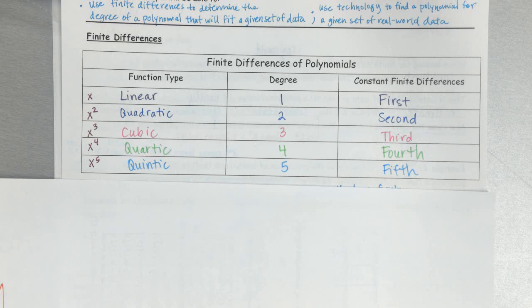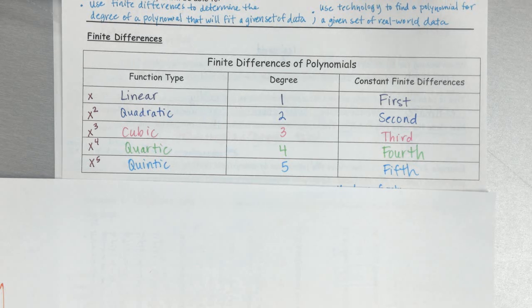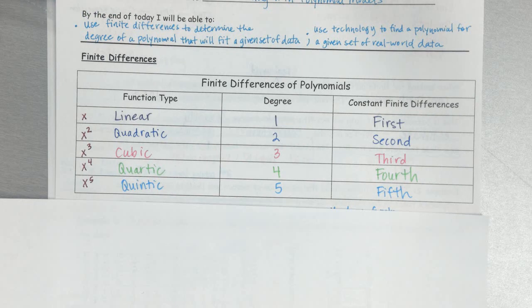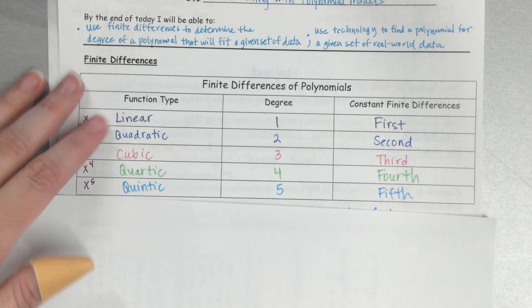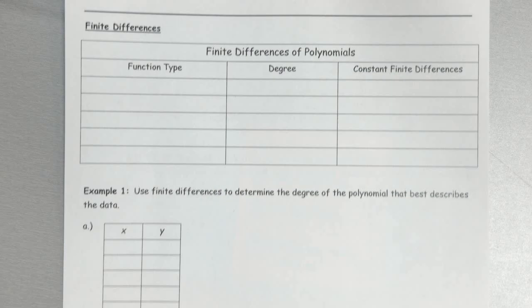So what we're going to do today is, given a set of values, we are going to use the finite differences to determine if it is linear, quadratic, cubic, quartic, or quintic. Okay, so we're using those finite differences to determine what the degree of the polynomial is. Alright, so example 1, we're going to do some highlighting with that. And then I can put that back up if you guys are missing some of it.